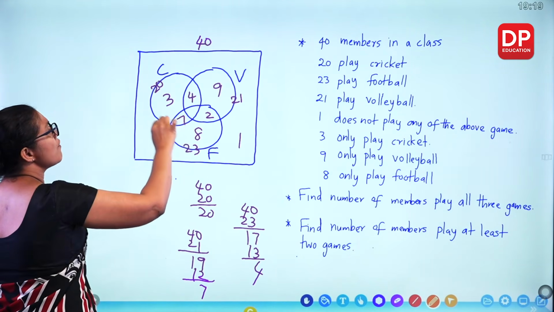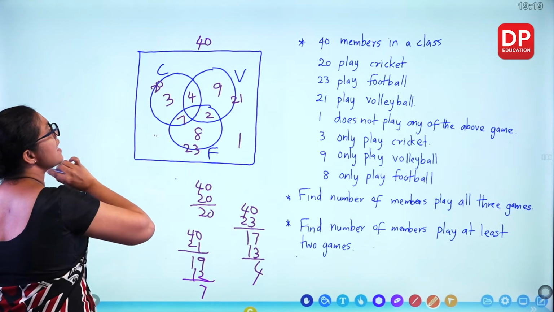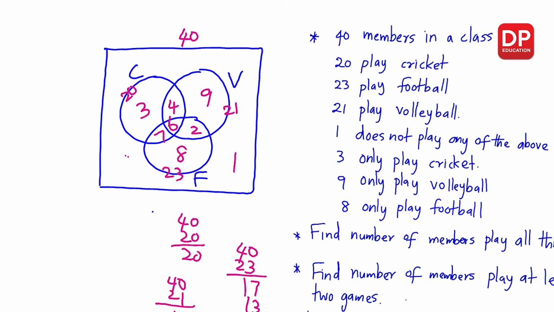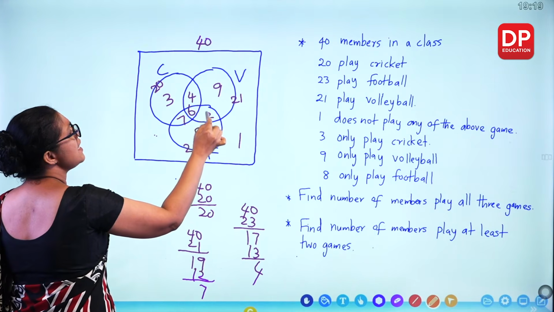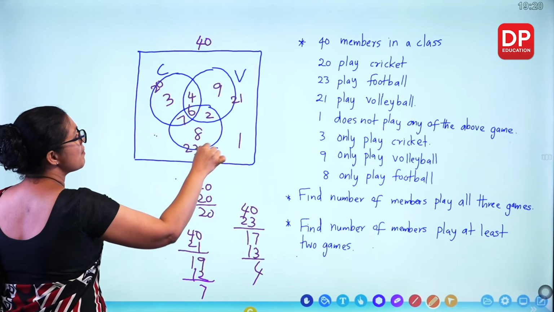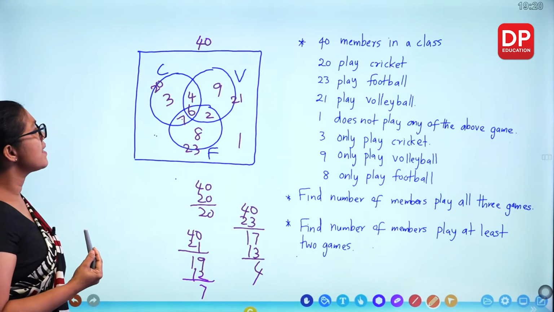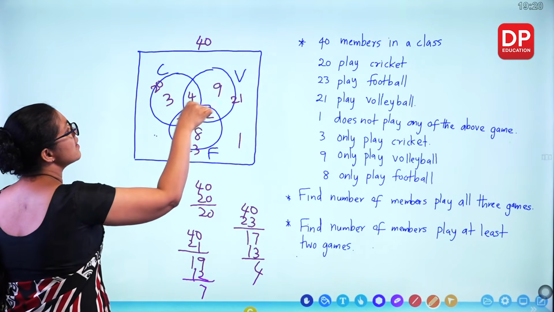So we can take one circle. If this is 20, 7 plus 3, 10, 10 plus 4, 14, this should be 6. You can check whether it's correct. 9 plus 6, 15, plus 2, 17, plus 4, this is 21. What about this one? 8 plus 2, 10, 10 plus 7, 17, plus 6, 23. So you are getting all correctly.